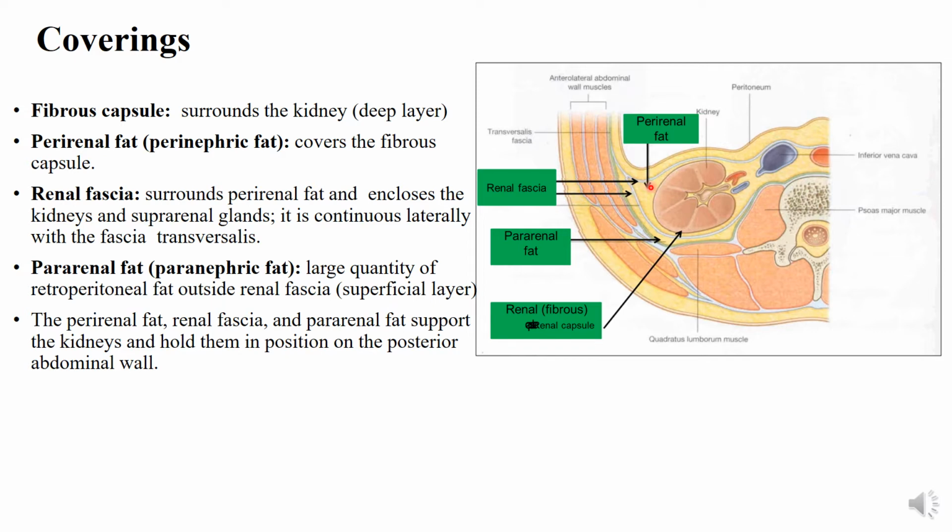The third layer is the renal fascia, and the renal fascia is a condensed membranous layer, and this layer continues medially, and it also encloses the renal vessels, and also it extends inferomedially to extend as the periureteric fascia. And if we look into this fascia, we will find that this fascia covers the kidneys and the suprarenal glands.